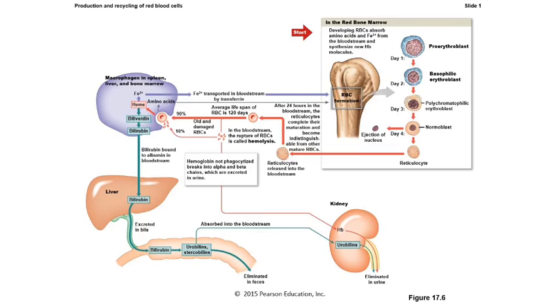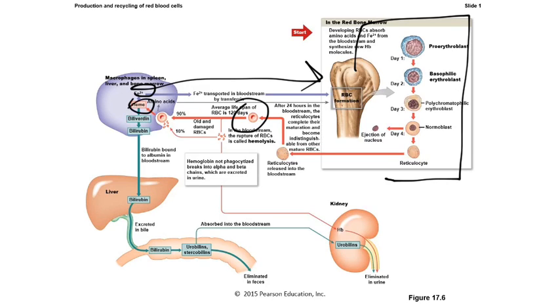So putting it all together, take a look at this image. You can see that, again, we're talking about just the synthesis of the cells. After about 120 days or so, those red blood cells are broken down. Again, the iron is recycled. The heme is going to be converted to bilirubin, excreted through the liver into feces, and some of it through the kidneys as urine.